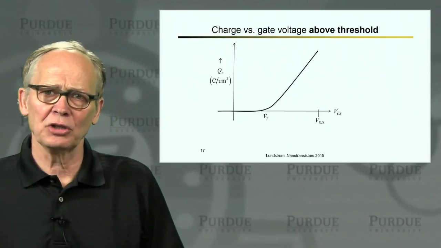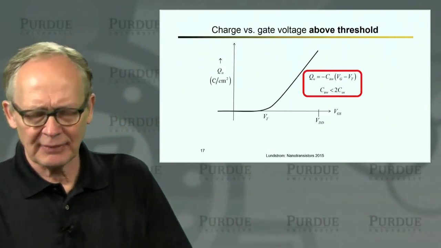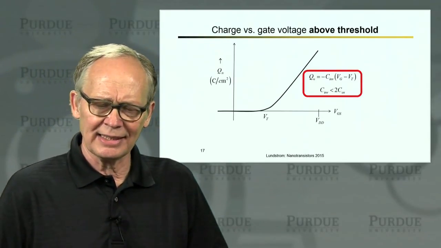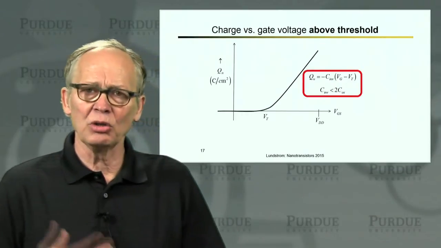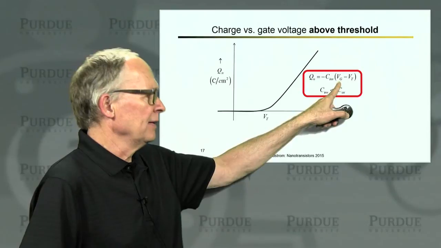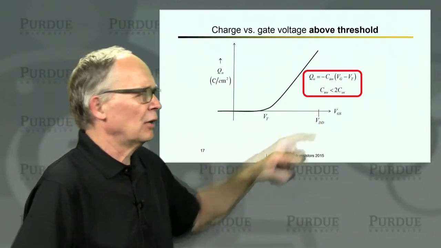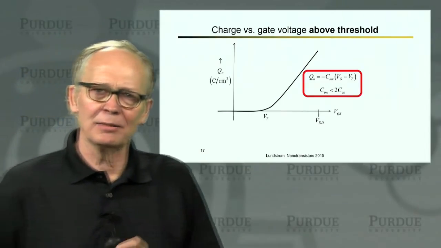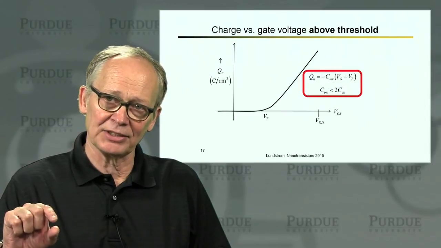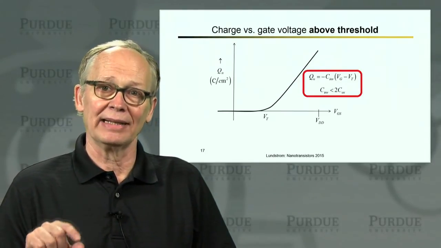Okay, now we should also look above threshold. And here I'm just going to state the result. Again, you can refer to the notes for a little more discussion, but you can almost guess that the mobile charge above threshold will go linearly as Vgate minus Vthreshold. There will be a capacitance out front. You might expect that capacitance to be twice Cox because I have a gate capacitor on the top and I have a gate capacitor on the bottom. Actually, it's a little bit less than that.